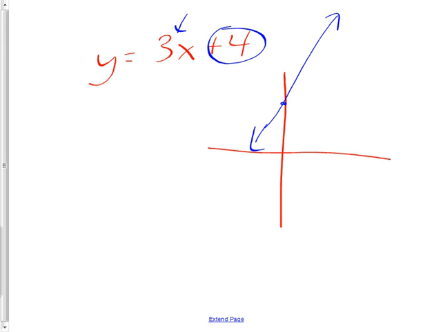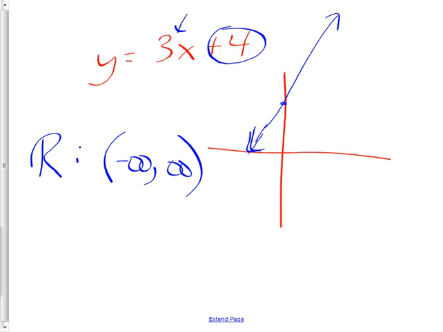The range is how low to how high. Well, what's the lowest it'll be? Extend this puppy out. We'll go to negative infinity, right? What's the highest it'll go to? Infinity. So on the range ones, draw yourself a little picture.